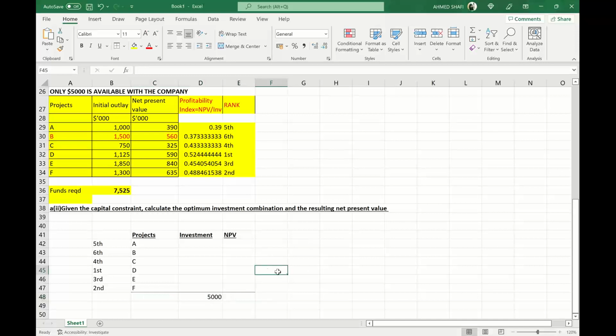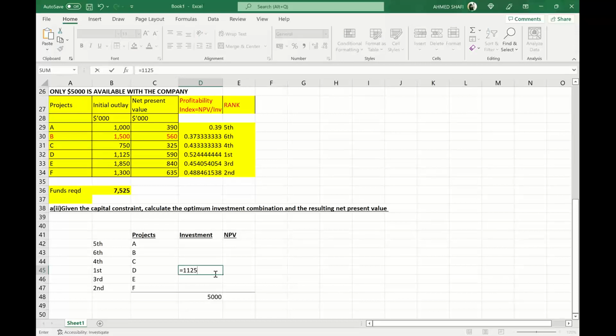Okay, let's start. What is the first rank project? D. So inject funds in D. How much funds D require? D requires 1125. Inject 1125. Since we have 5,000, it requires 1125, we have that. Since you have injected the whole amount in D, you will get the whole NPV. What is the whole NPV of D? 5.